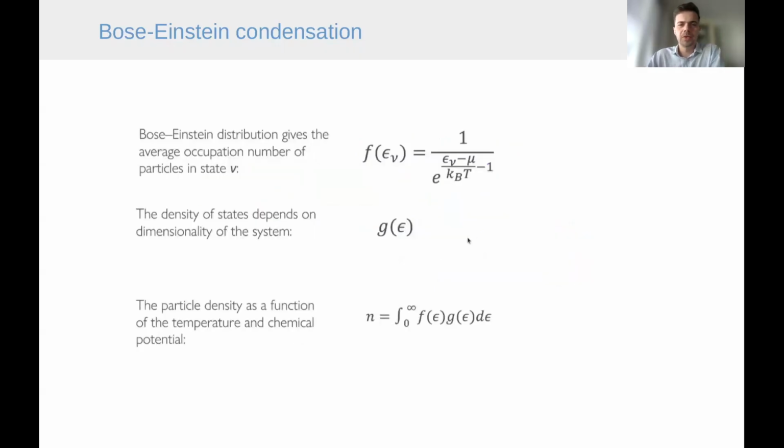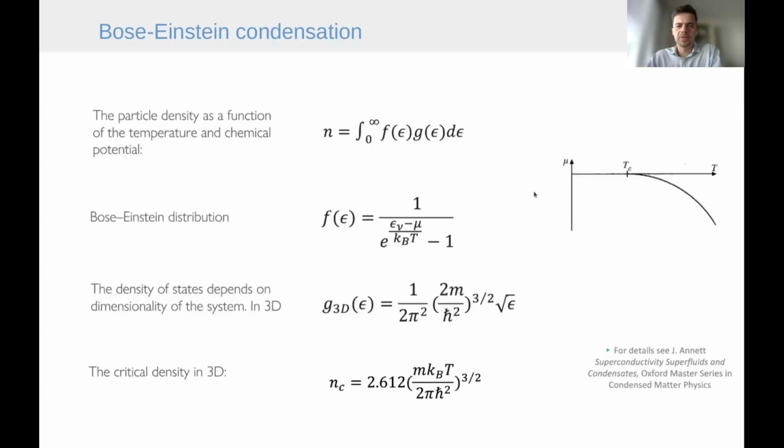Okay, so now if we want to describe the system completely, we need to take into account not only the average occupation number, but also the density of states. So our particle density will be given as such an integral, where we have the factor of average occupation number and the density of states. So let's try to calculate this integral in the case of three-dimensional non-interacting bosons.